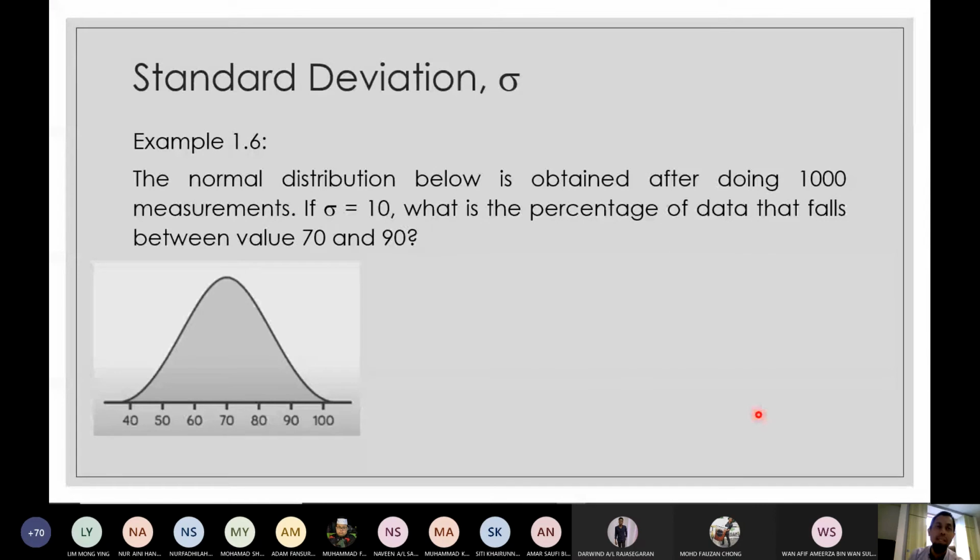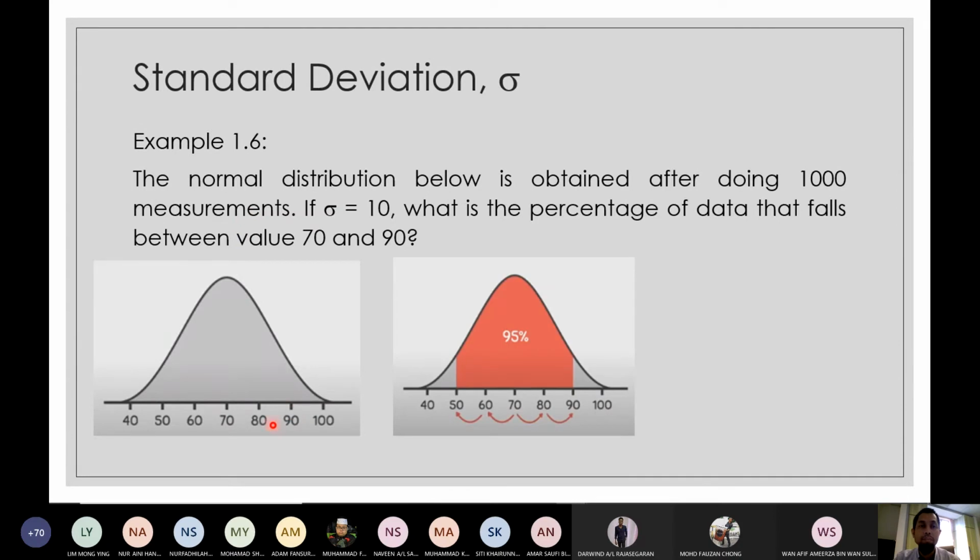Okay, to understand better, let's look at this example. The normal distribution below is obtained after doing 1000 measurements. If the standard deviation is equal to 10, what is the percentage of data that falls between 70 and 90? By right, you should understand from this data that 70 is the mean, the arithmetic mean. We are interested in finding, from the 1000 measurements, how many fall between 70 and 90.